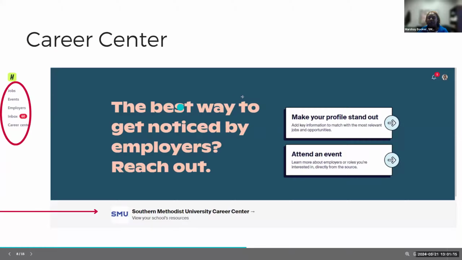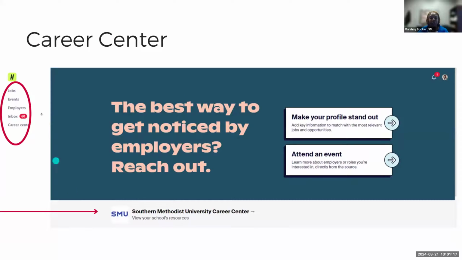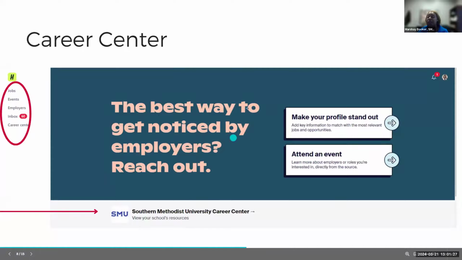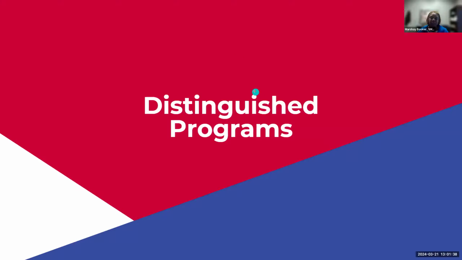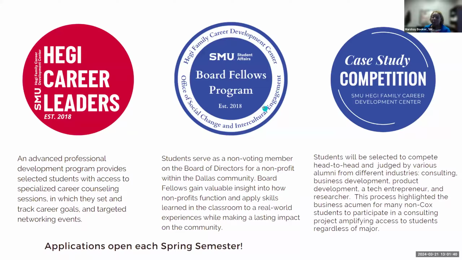Once you get logged into Handshake, if you're looking for just some quick things, on the left side where you go to find the jobs, if you click Career Center, or click Career Center at the bottom, it'll take you to the resources page so that you can find those resources if you need them. Or like I said, come right on in and we'll point you in the direction that you need to go. These are some of the programs that we hold within our office, and they're open to all students.